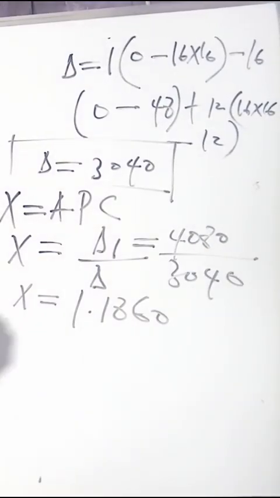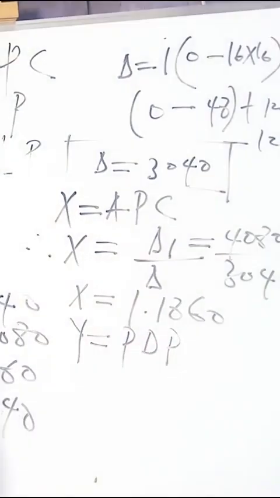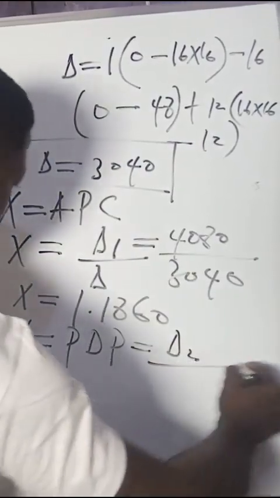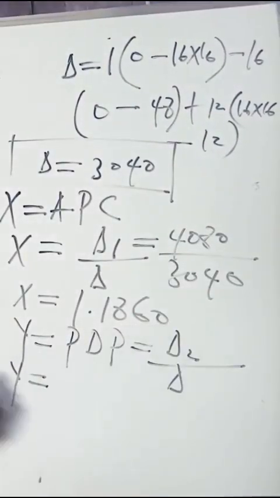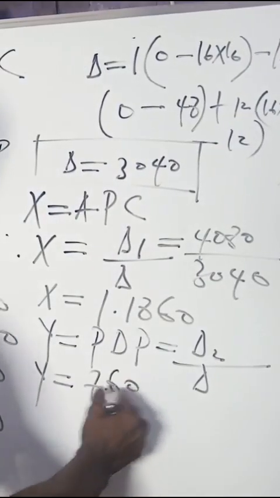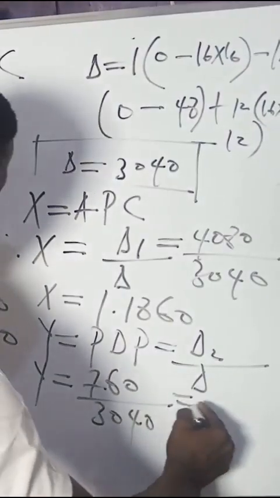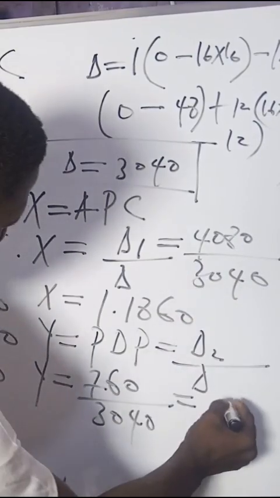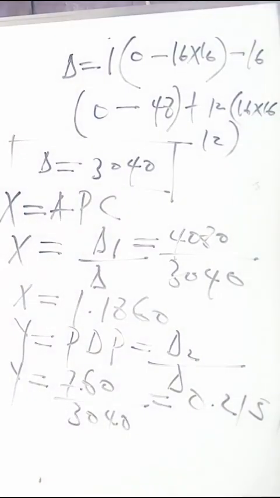That is the value of x. Now what about y? Remember, y stands for PDP. To obtain that, it is delta 2 all over the determinant. Delta 2 is 760 all over the constant determinant, which is 3040, and that will give us 0.2151. You can confirm that.